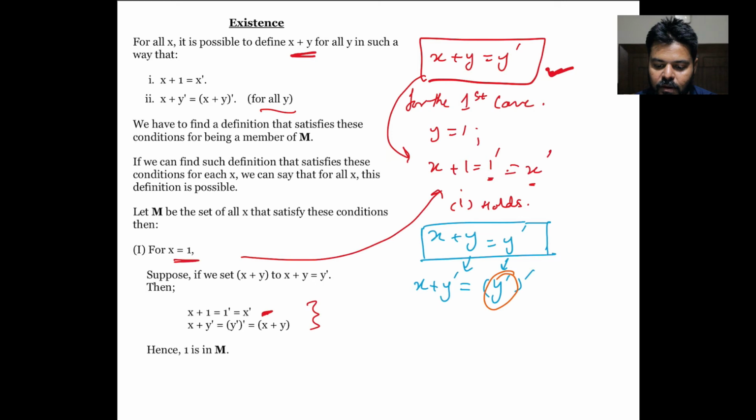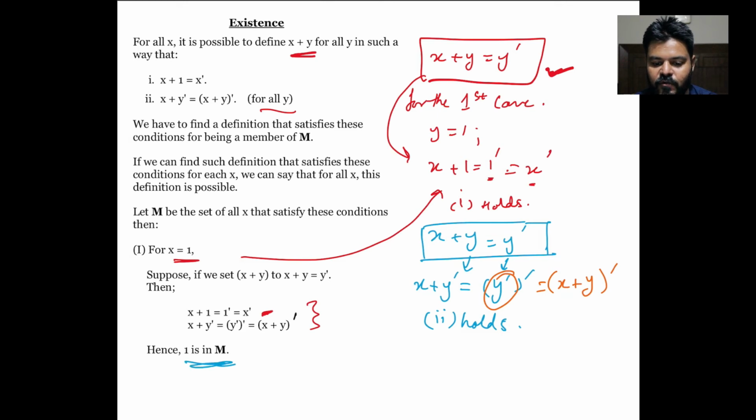So we can write it like this. So this should be written like this. So here's the typo here. This should be like this. And so we have proved this also. We have proved it for the second part as well, that 2 also holds. And so 1 is in M.